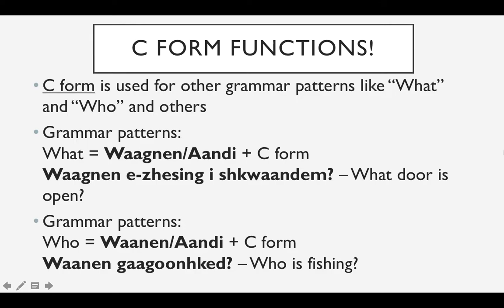And then for grammar pattern who, it's usually started with a wanen. You might hear it as an onde as well, plus C form. So we have wanen gagon ked, who is fishing. This one will be more applicable in the next unit, the who grammar pattern. So sit tight for that C form lesson for the next unit.